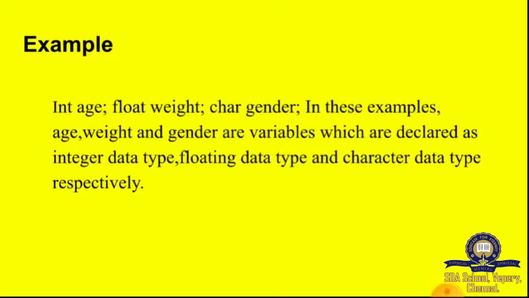In these examples, age, weight and gender are variables which are declared as integer data type, floating data type and character data type respectively.